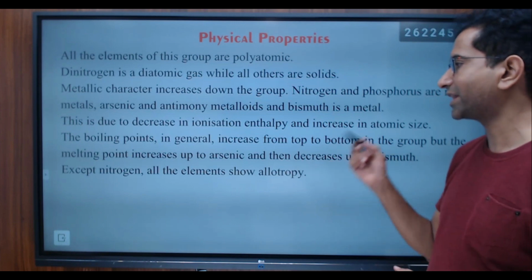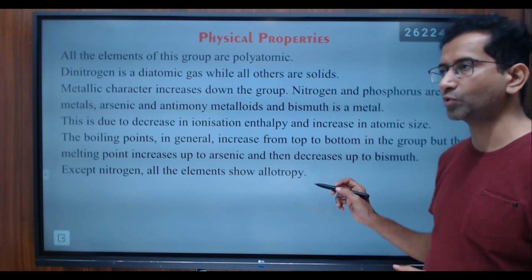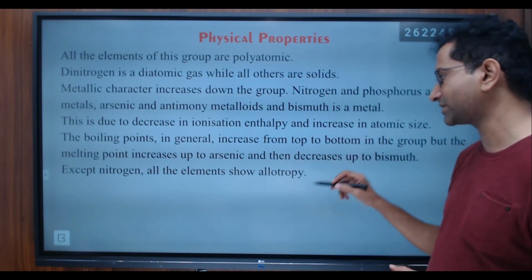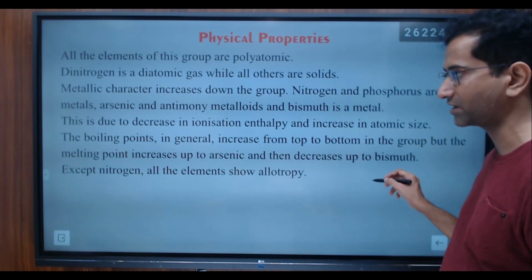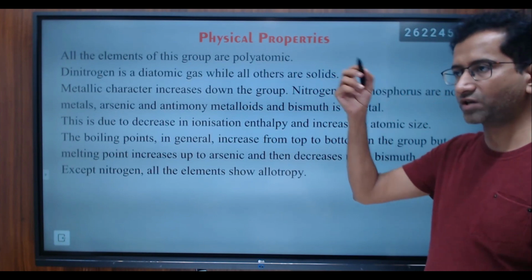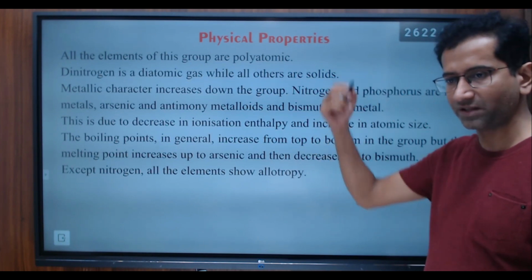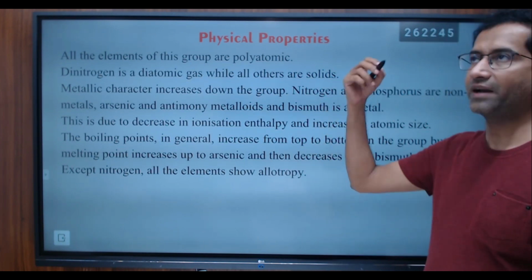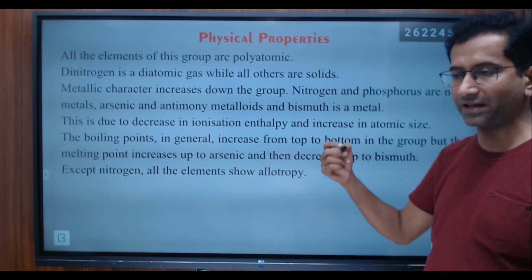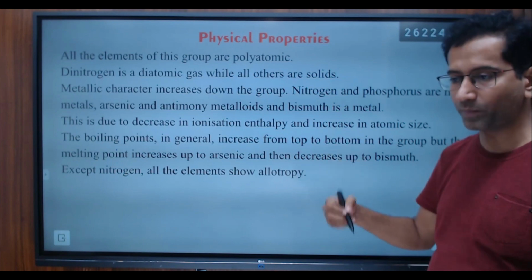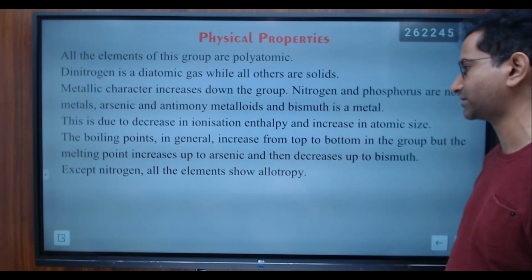You can see that melting point increases up to arsenic, but going from arsenic to bismuth, what happens? Melting point decreases. So boiling point from nitrogen, phosphorus, arsenic, antimony, bismuth increases. Melting point from nitrogen, phosphorus, arsenic increases. Going from arsenic to antimony and antimony to bismuth, it slightly decreases.